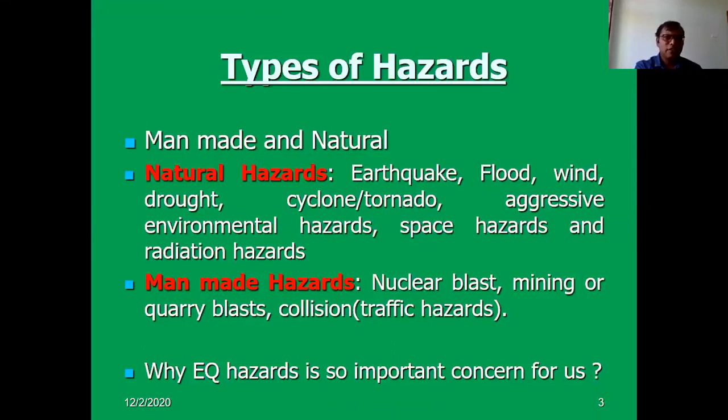Hazards in general are both man-made and natural. Natural hazards come under earthquake, flood, wind, drought, cyclone, tornado, aggressive environmental hazards, space hazards, and radiation hazards. Man-made hazards are nuclear blasts, mining or quarry blasts, and collisions, that is traffic hazards like traffic accidents. So these are all affecting us.